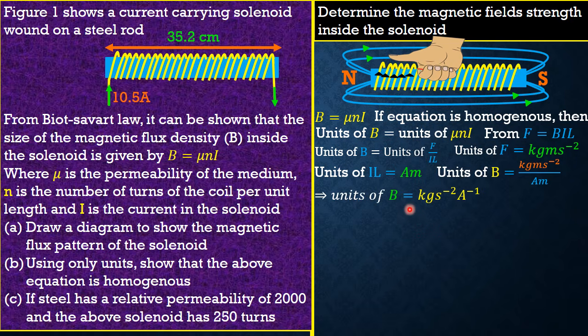Doing that, the units of B are the same as kilograms per second squared per ampere, because this m and this m cancel. Ampere goes up as ampere raised to the power -1. Great. So that's it.